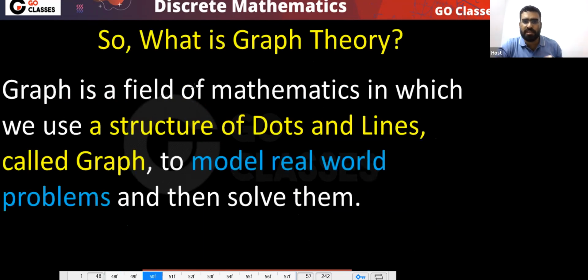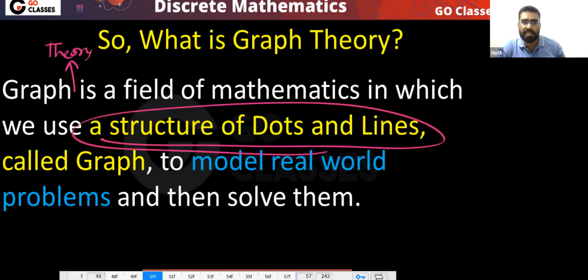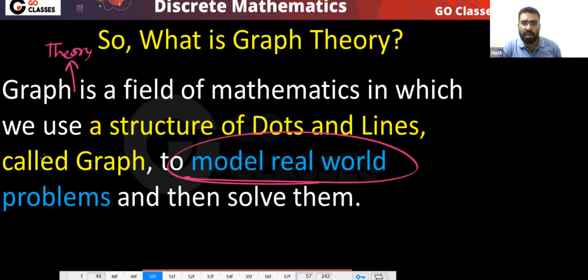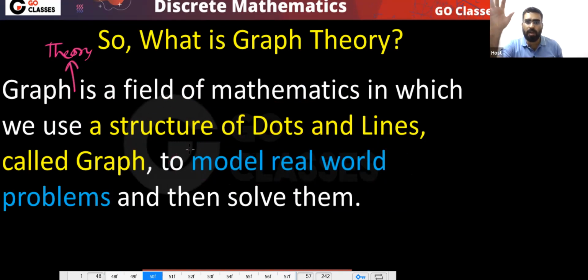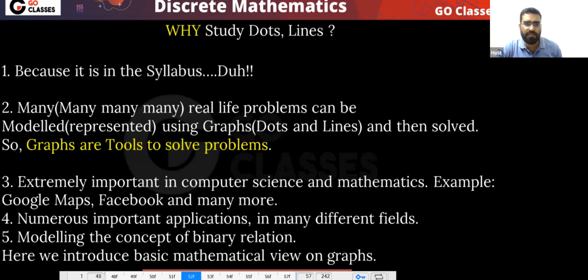So if anyone asks you what is graph theory, this is the definition. In an interview, if they ask you what is the definition of graph theory, this will be your answer. Graph theory is a field of mathematics in which we use a structure of dots and lines to model real world problems. We represent the real world problems using this structure of dots and lines, and we solve them. That is your graph theory. So this is the definition of graph theory.